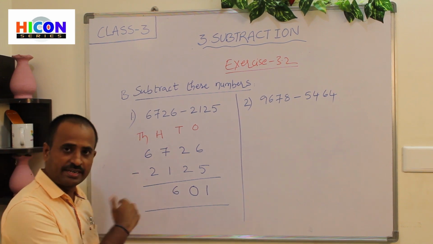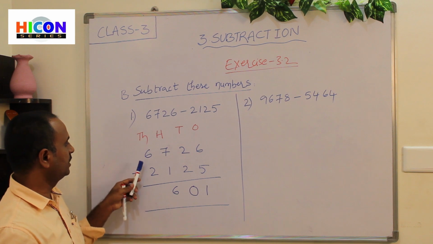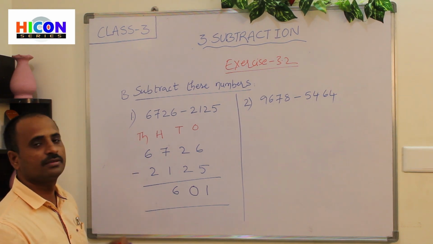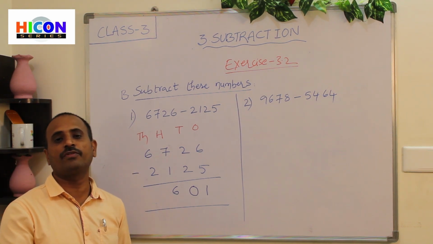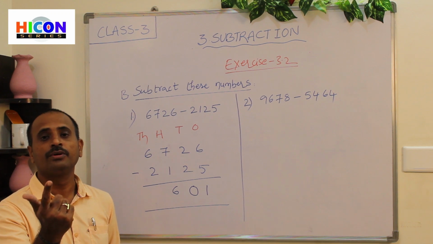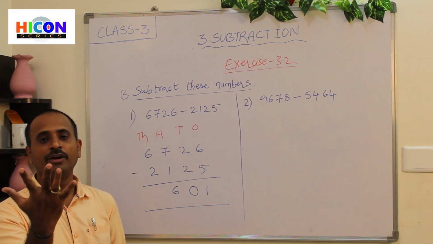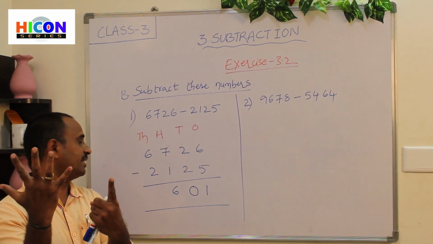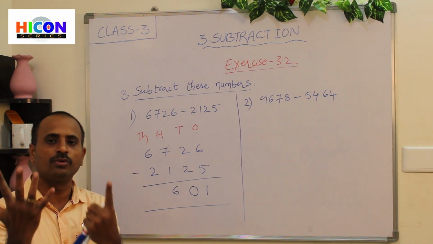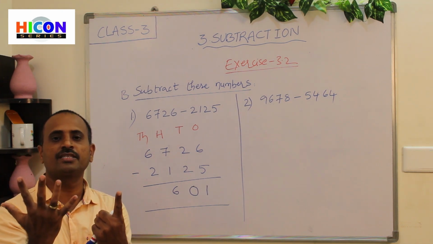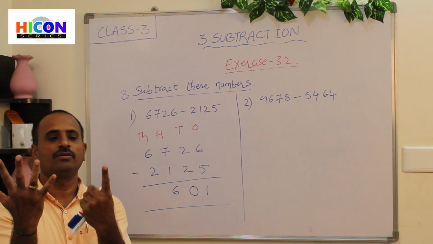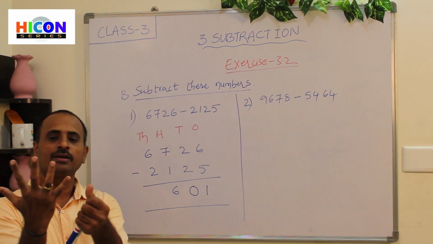So now go to thousands place. So what is the first number in thousands place? 6. So open 6 fingers of your hand. 1, 2, 3, 4, 5 and 6. What is the second number in the thousands place? 2. So close 2 fingers among these 6 fingers. So close 2 fingers. 1, 2.